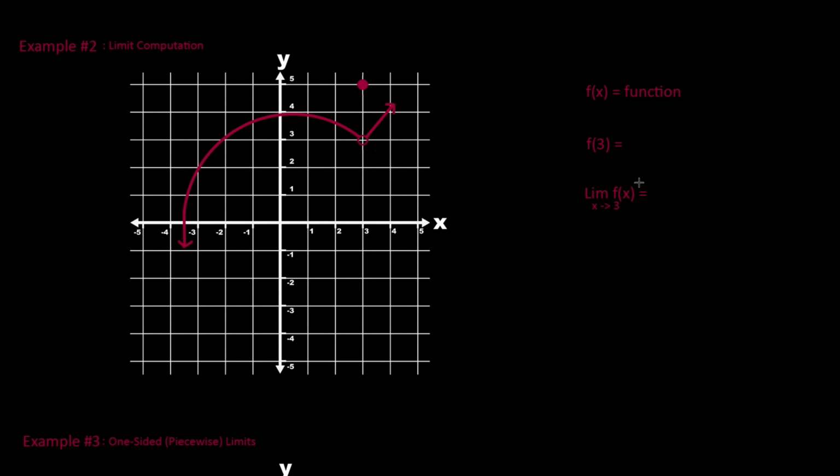In example 2, we have a function f of x. We are asked to find f of 3 as well as the limit of f of x as x approaches 3. When finding f of 3, the graph has a y output of 5 for the x input of 3. Therefore, f of 3 is simply just 5.